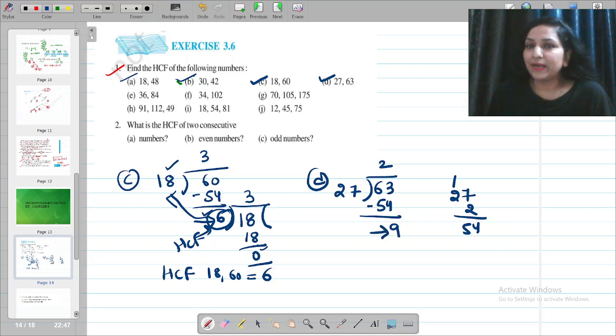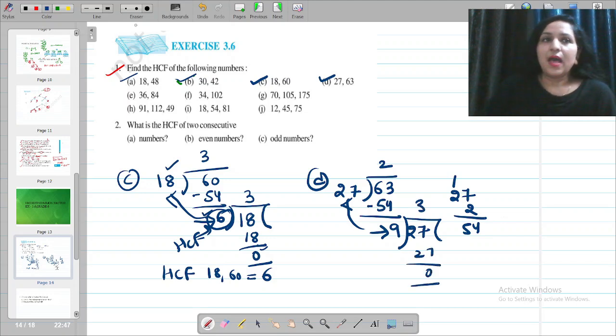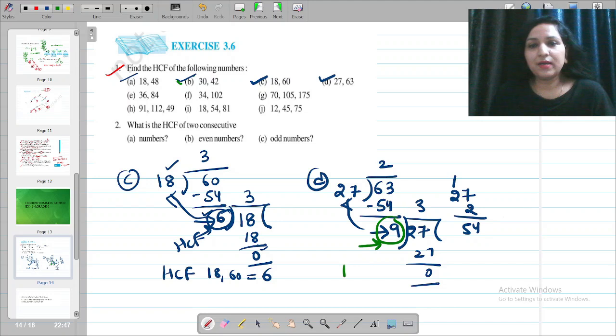Now what will happen? This is your remainder. The remainder becomes new divisor. Now it will divide what? The previous divisor 27. Divide 27 by 9. Does it come in the table of 9? 9 into 3 is 27 and the remainder is 0. I told you earlier also, the number which gives me finally the remainder 0, it is your highest common factor. So what is the answer here? Highest common factor is 9.